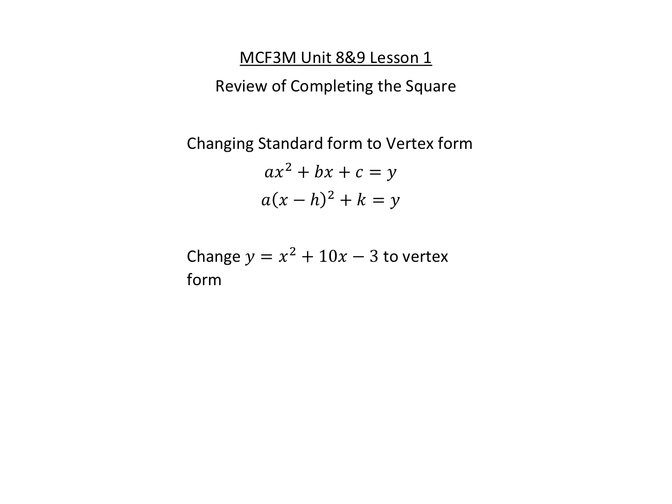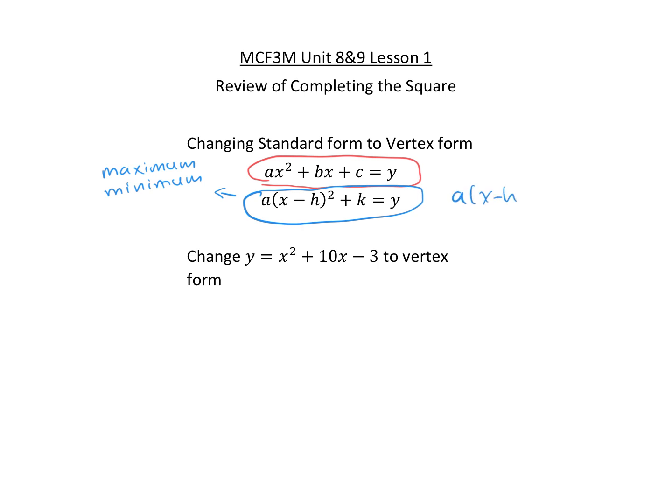So if you remember, completing the square is where we change standard form, which is ax squared plus bx plus c, and we change it to vertex form, which is a times (x minus h) squared plus k. The reason we change it to vertex form is we want to find the vertex. And when we're doing word problems, that vertex is going to represent the maximum or the minimum, depending on the question.